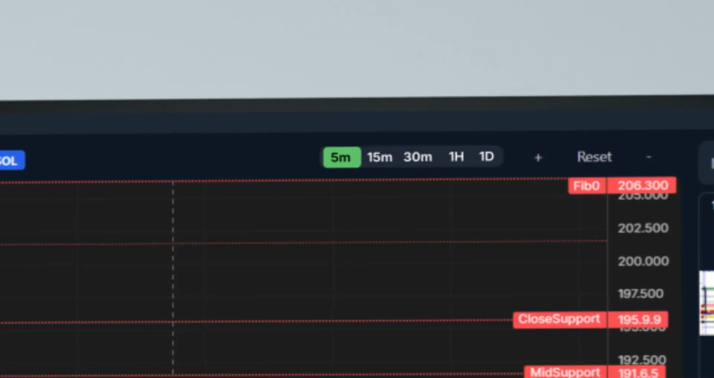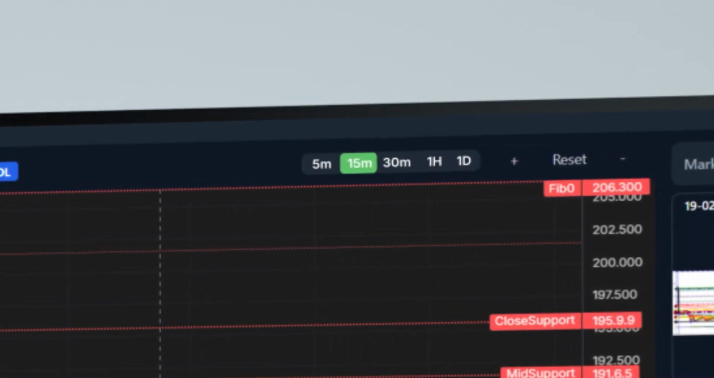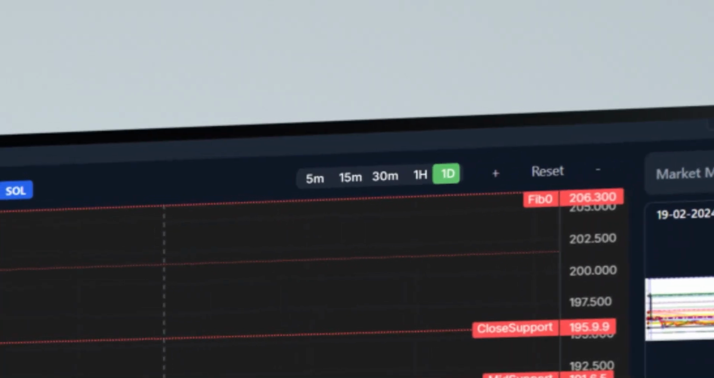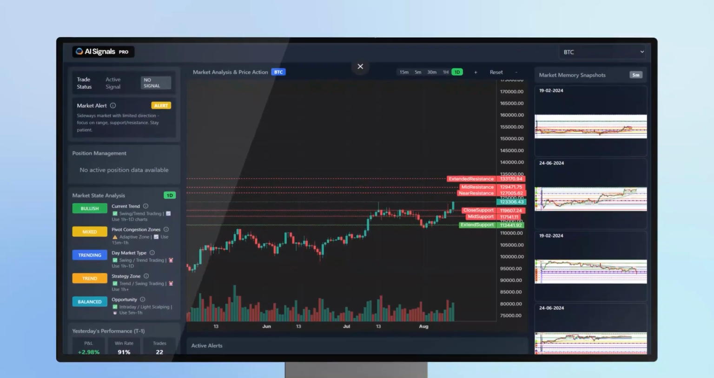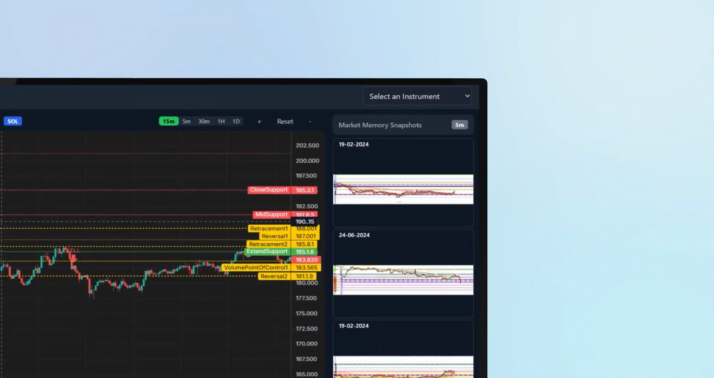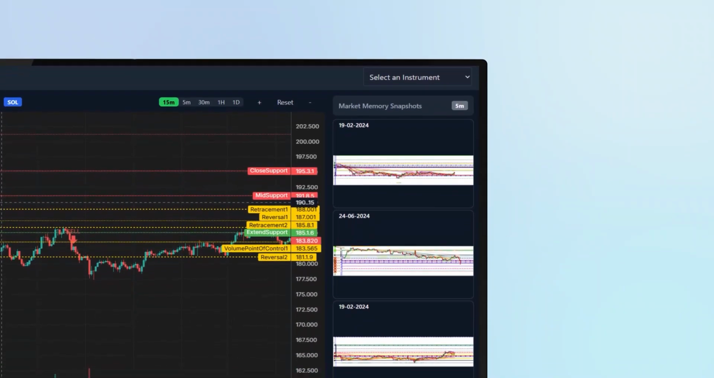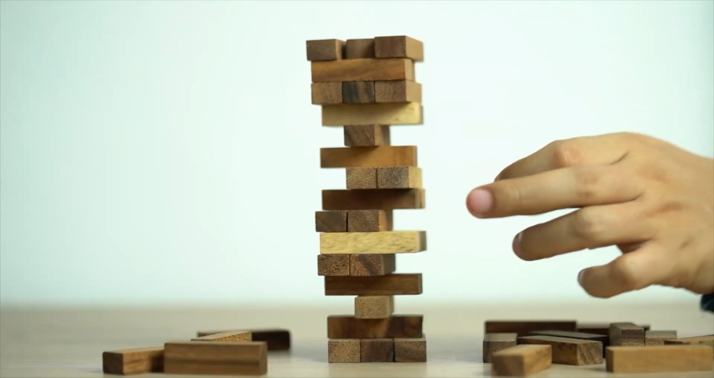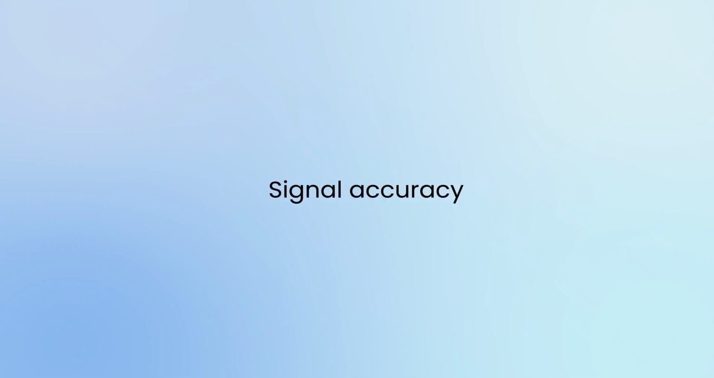Use shorter time frames like 5 minutes or 15 minutes to zoom in on momentum setups or short-term scalps. Want to see where price fits in the bigger picture? Switch to 1H or daily to analyze broader market structure. It's important to note that all trade signals are generated using the 15-minute chart, which we've found to offer the best balance between noise reduction and signal accuracy.